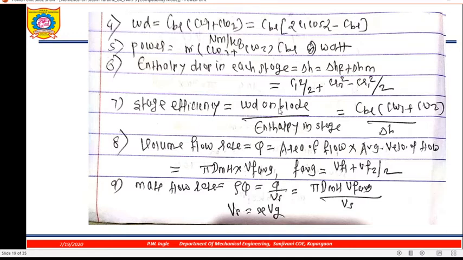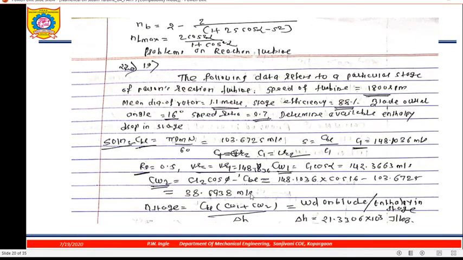Stage efficiency is work done upon enthalpy drop in the stage. So it is Cbl into (Cw1 plus Cw2) upon delta H. Then volume flow rate is area of flow into average velocity of flow, so pi D into H into Vf average. And mass flow rate is nothing but rho Q.